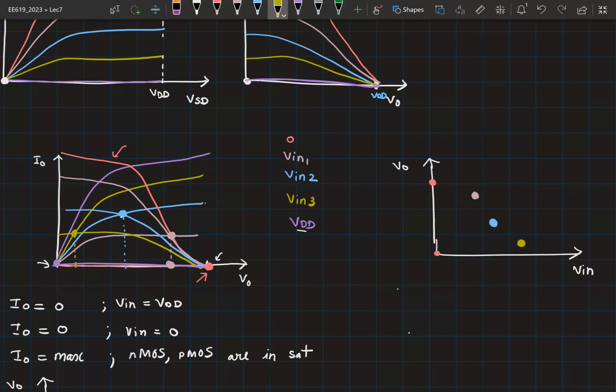And finally, when Vn is equal to VDD, what is the value of V naught? What is this value of V naught? 0. So you have the point here. Now, if you had drawn with sufficient values of Vn, you would have been able to connect this properly into a curve. Is this clear? Any questions on this?